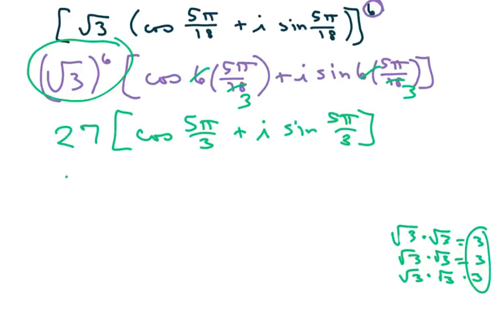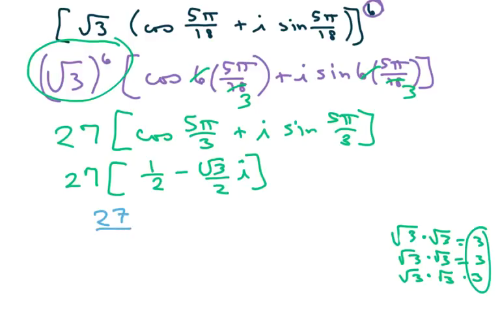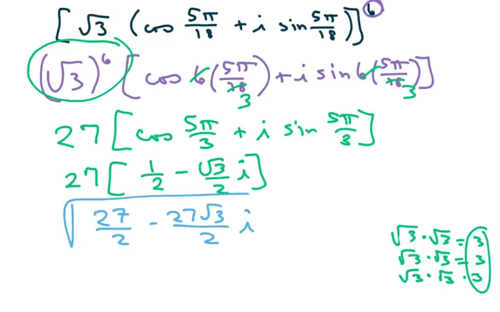Now we're going to evaluate, and you get 27 times 5 pi over 3. Cosine of 5 pi over 3 is 1/2. And sine of 5 pi over 3 is negative square root of 3 over 2. And then put the i. You simplify, and you're going to get 27 over 2 minus 27 square root of 3 over 2i. And that's all of this video.